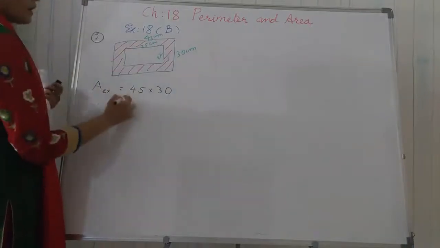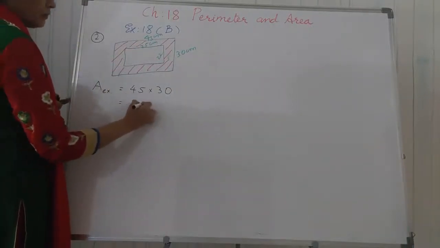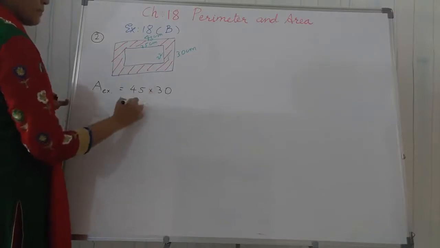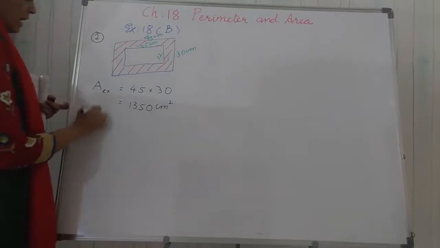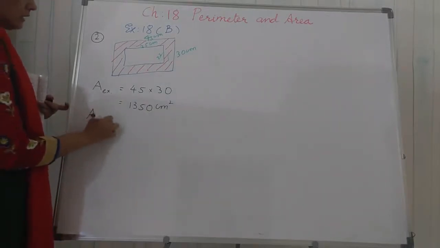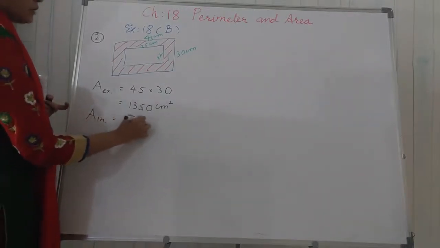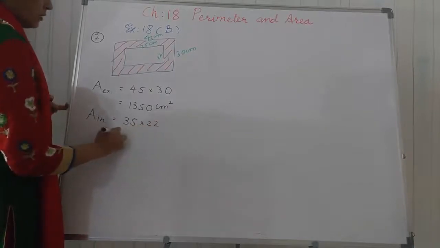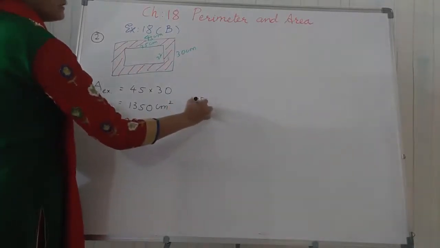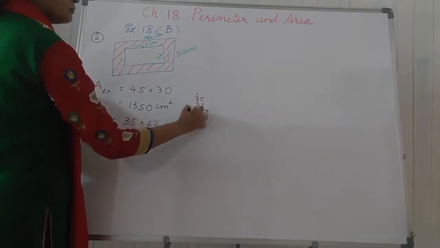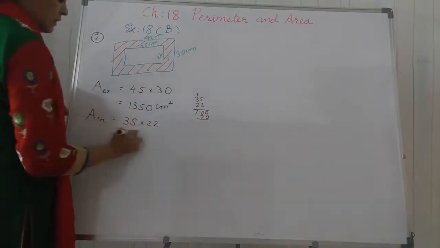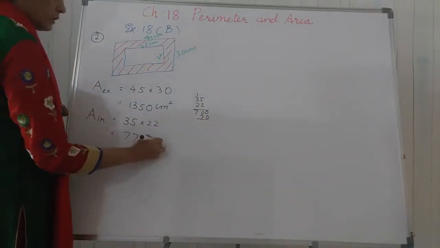45 into 30 is 1350 centimeter square, and area internal is 35 into 22. So by calculation we will get the answer. We multiply here. That is 770 centimeter square.